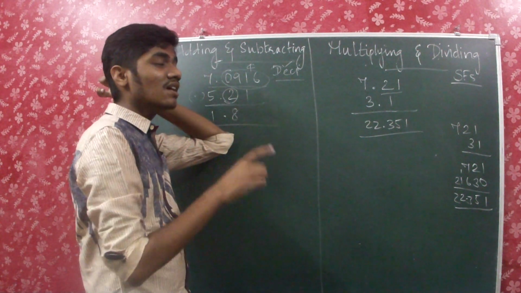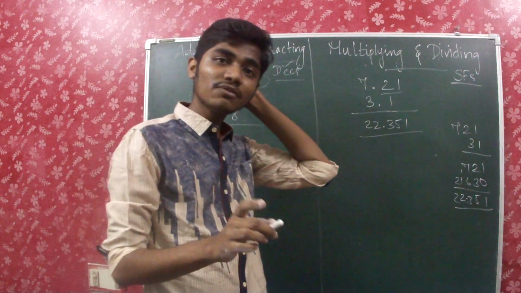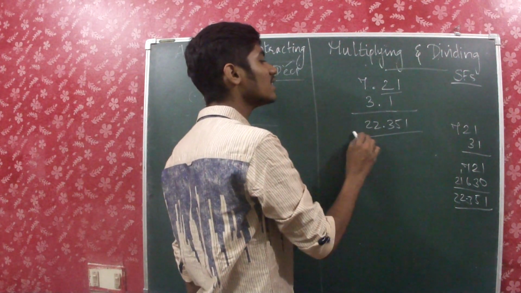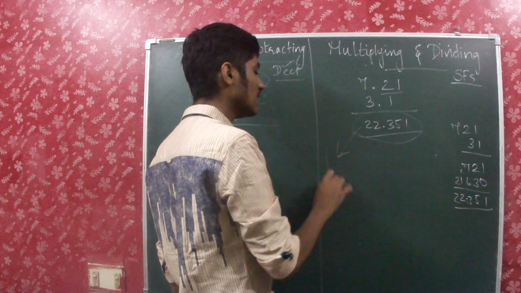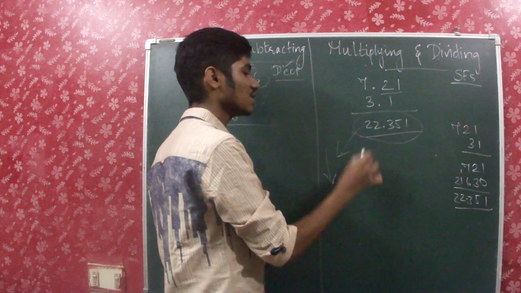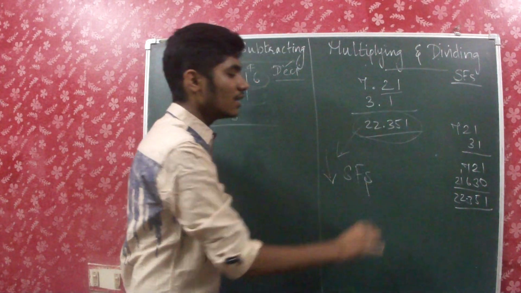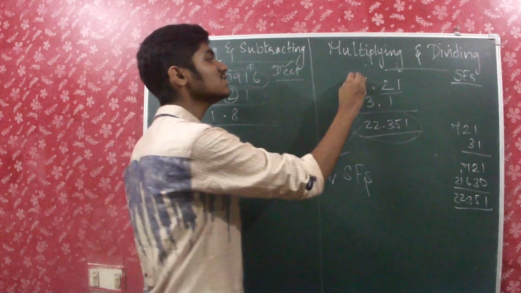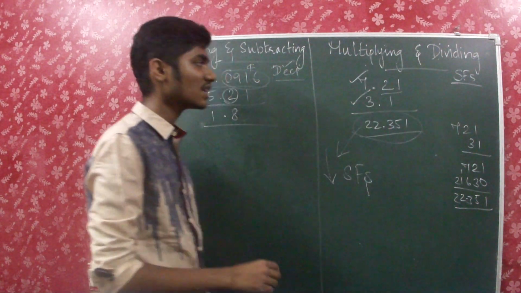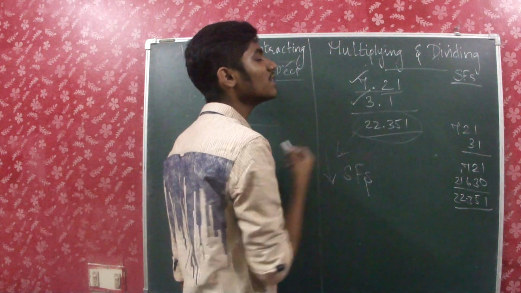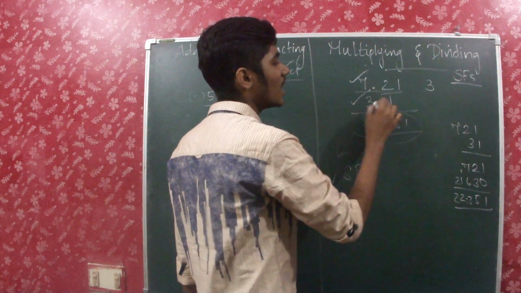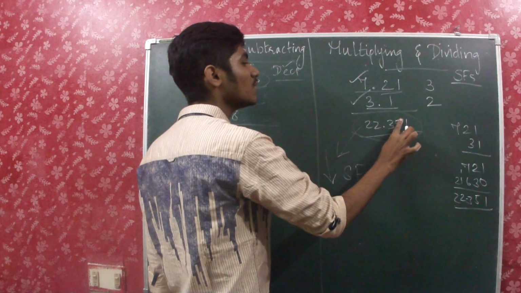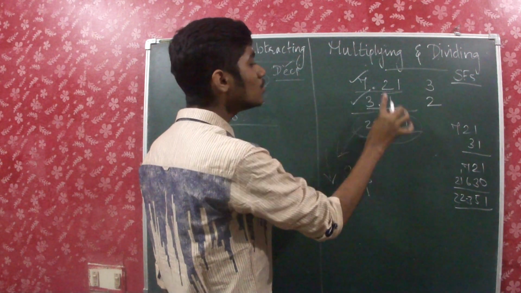But the thing is, when you are multiplying or dividing, you must be careful about the significant figures as I told you earlier. So the answer which you write must contain the least number of significant figures of the 2 given values. Now this is the first value and this is the second value. Here how many significant figures are there? 3. And here how many significant figures are there? 2. So you must round off your answer to 2 significant figures.